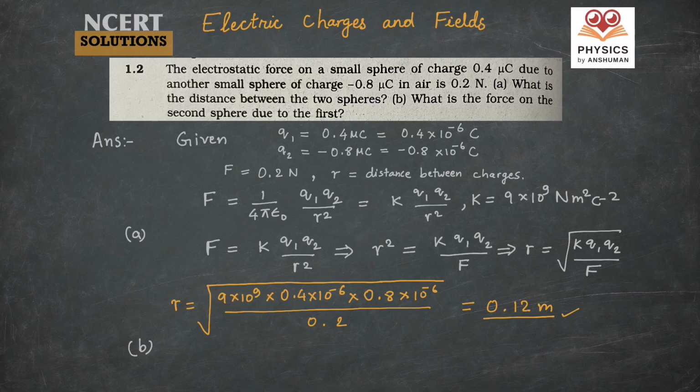Let us focus on the second question, that is, what is the force on the second sphere due to the first? The forces will be the same because only two charges are acting here. So on the second charge, the force will be the same, 0.2 Newton, and the force is attractive. Why? Because the charges are unlike charges. The force on the second charge is equal to the force on the first charge but opposite in direction. This is possible because of Newton's third law.